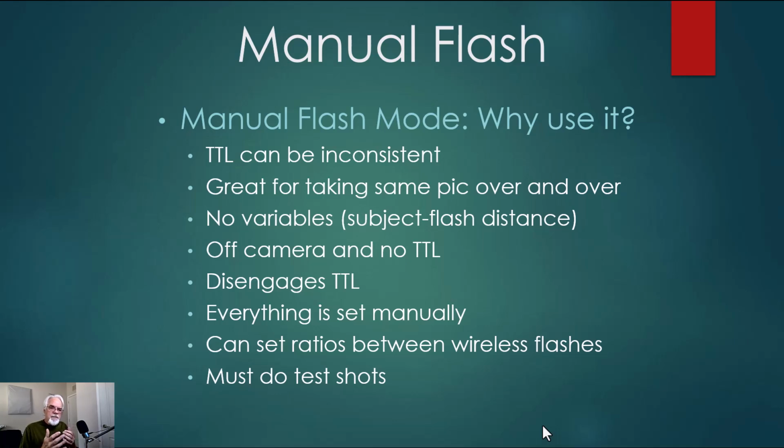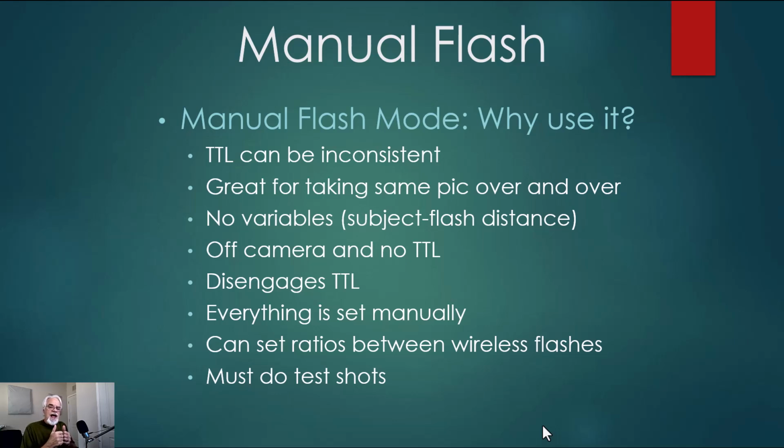Now, when it comes to the manual flash, everything is going to be set manually. And that means you're going to set up your flash over to the side for that portrait. You're going to take a picture. If they're too bright, you change the output level. Or if they're too dark, you change the output level. So if they're too bright, you're going to reduce the flash output. If they're too dark, you're going to increase the flash output.